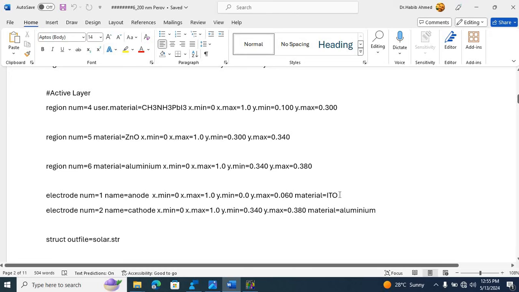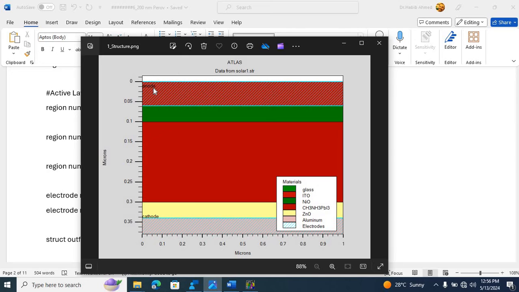I have set indium tin oxide as an anode. Its dimensions are 0 to 1 in the x direction and 0 to 60 nanometers in the y direction. So you can see in this structure, indium tin oxide is my anode. Indium tin oxide is a good transparent conductive material. It has good transmittance, so it can act as an electrode while also allowing the visible light to pass through it without significant absorbance.